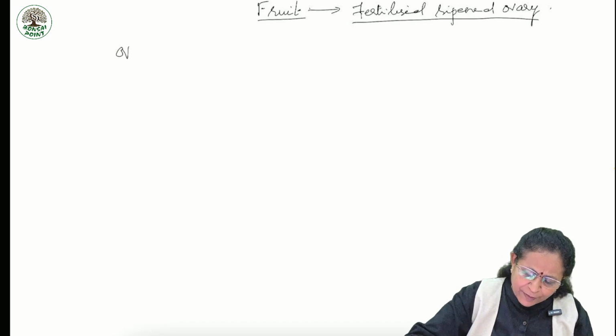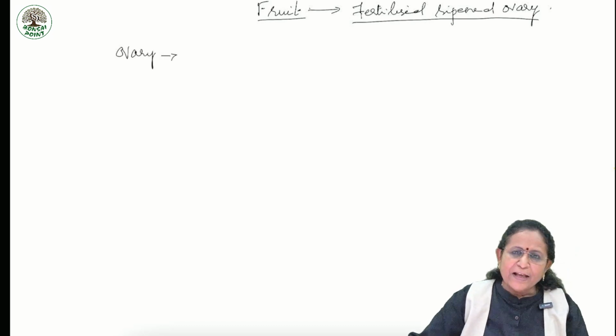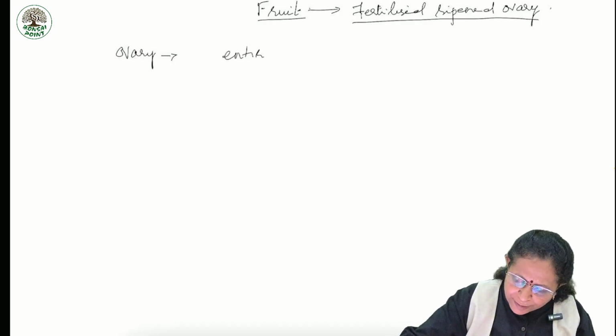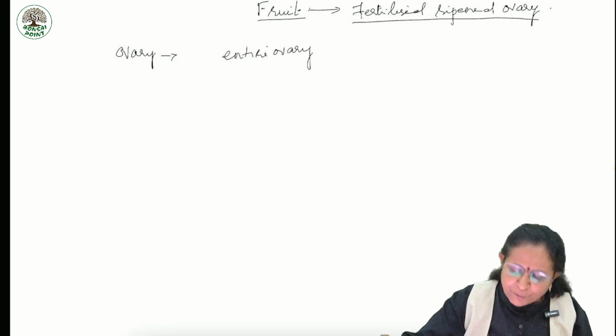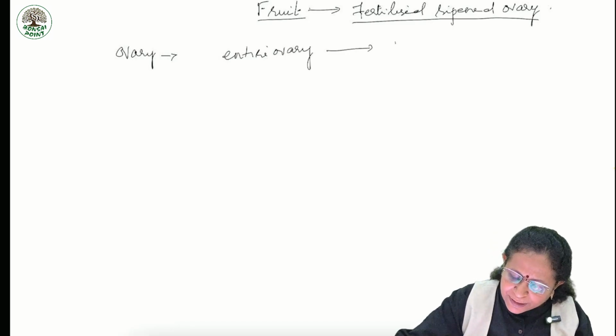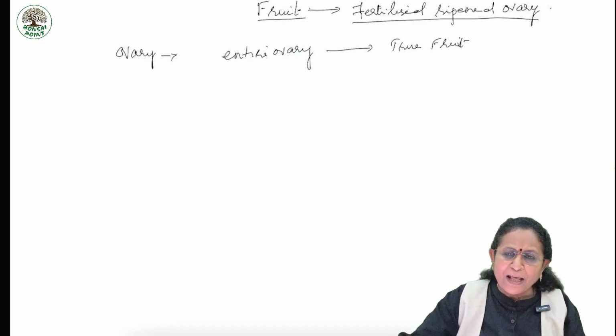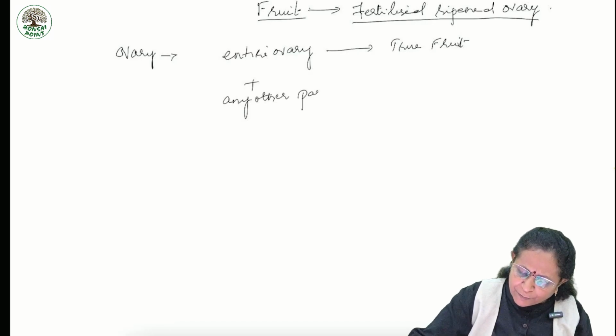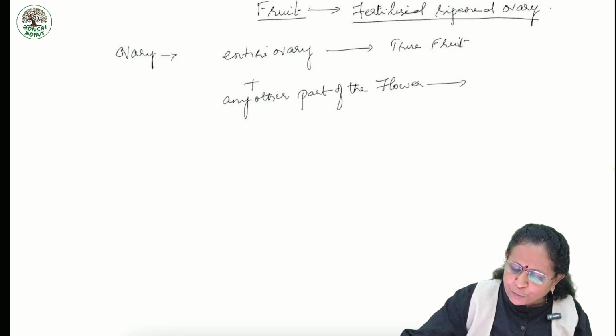What did I end with? Ovary. So, if the fruit develops from entire ovary only, it is said to be true fruit. But what happens sometimes, along with the ovary, any other part of the flower also takes part in the formation of fruit, then I call that a false fruit or spurious fruit.